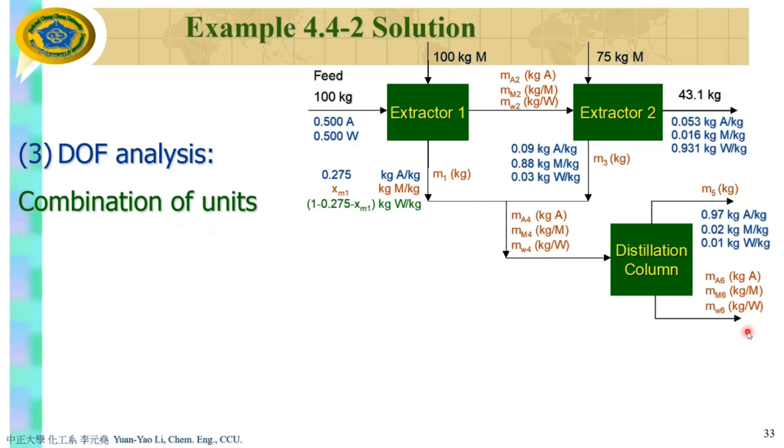So let's try combination unit systems. Let's try extractor one and extractor two. Can we? Sure, we can. So the two extractors subsystem is this one. I want to ask you how many inputs and how many outputs? Three inputs, right? And three outputs. How many unknowns here? Please tell me how many unknowns here.